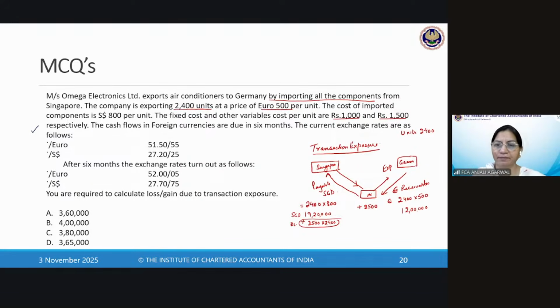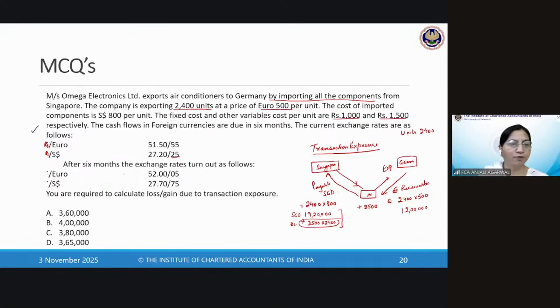So how are we going to attempt this question? First, we will look at the current rupee by euro and rupee by Singapore dollar exchange rates. So if you have to pay 19,20,000 Singapore dollars, you need to buy 19,20,000 Singapore dollars, and $1 is available at 27.25. So 19,20,000 multiplied by 27.25 rupees plus 2500 into 2400. That's your total cost today.